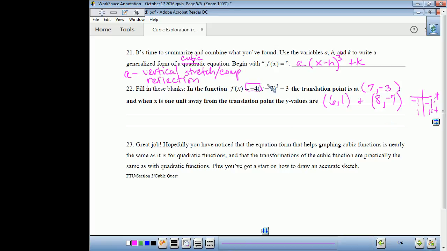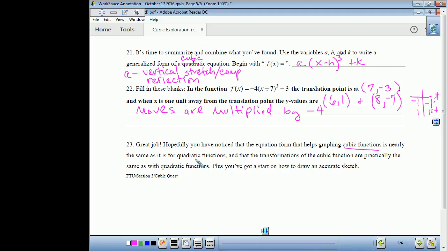All right, so in this one, this shifts it to 7, -3. These are the 2 points. So what happens when it's 1 unit away? Those moves get multiplied by -4. And because of that, these are our 2 resulting points. So those y, the up and down moves, get multiplied by -4.